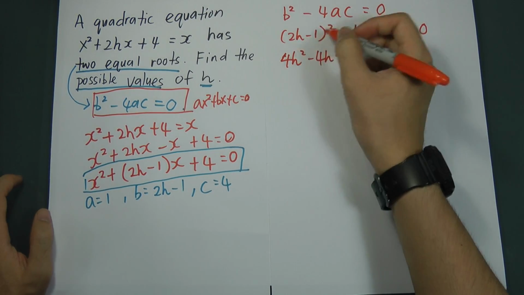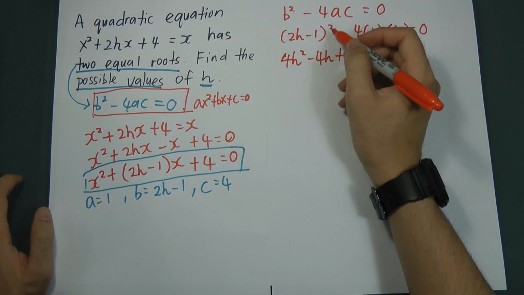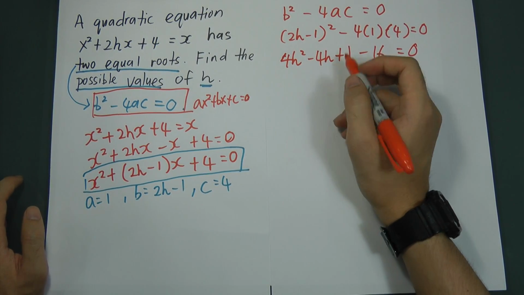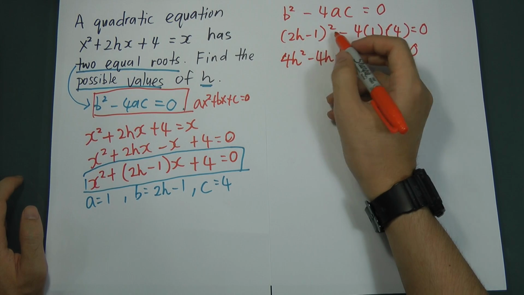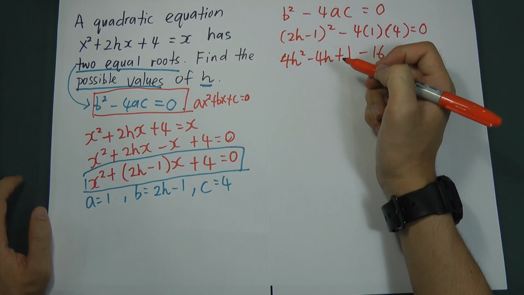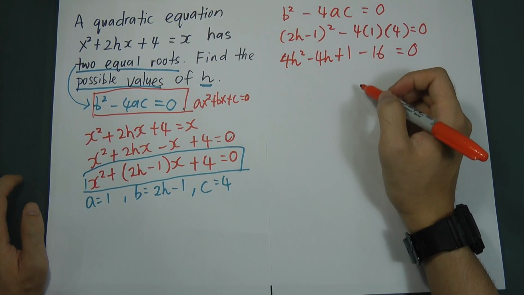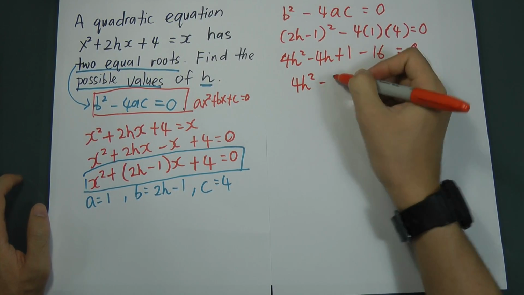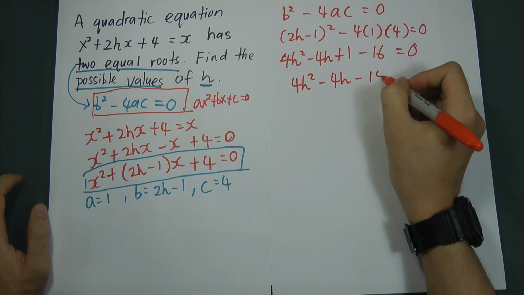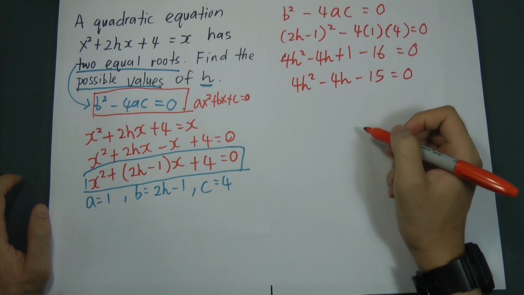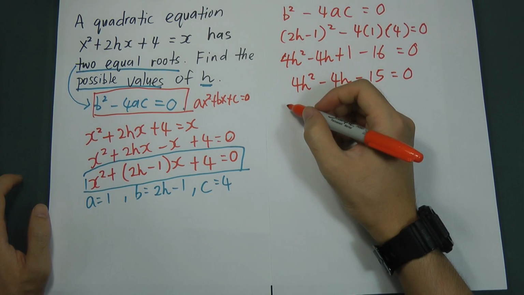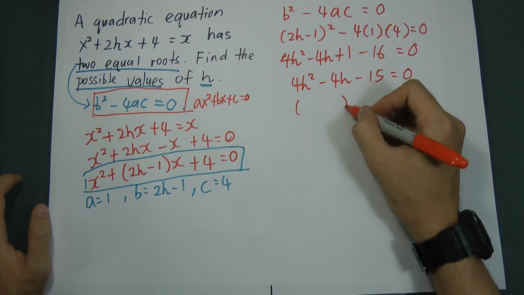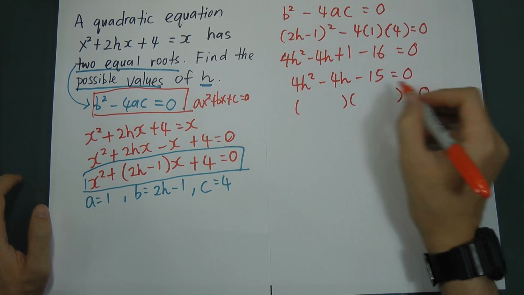Of course, if you do not know how to expand this one, maybe you have to have a look at the previous video. This is something like (2h minus 1) multiplied by (2h minus 1). And then, so solve it: 4h squared minus 4h minus 15 equal to 0. Then we have to factorize this one. You can use a calculator if you do not know how to do it, and just press.